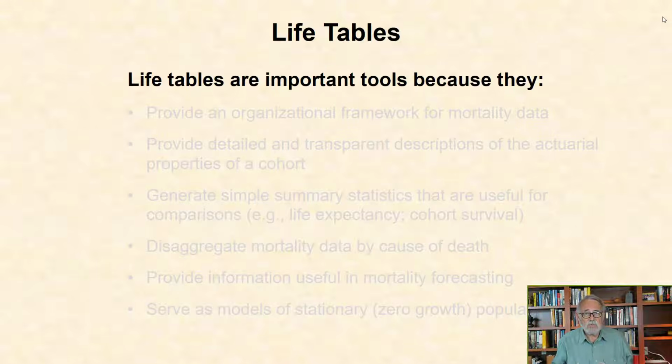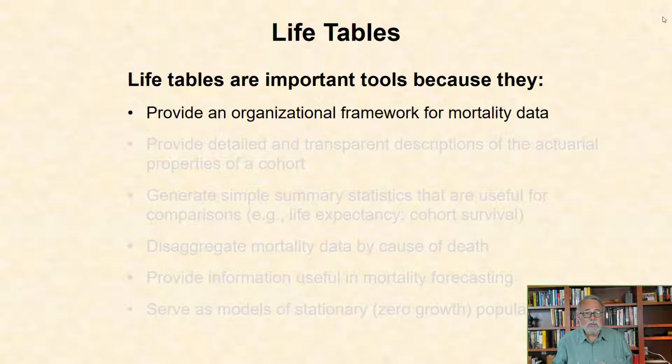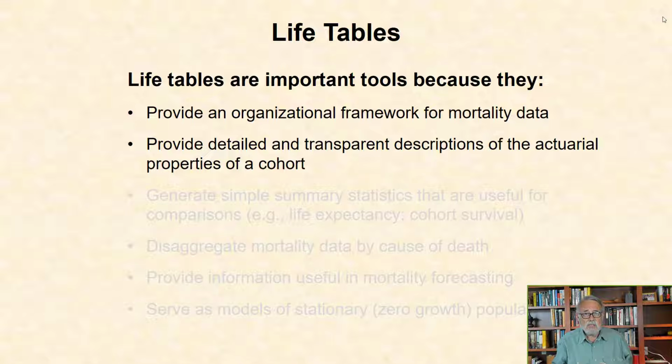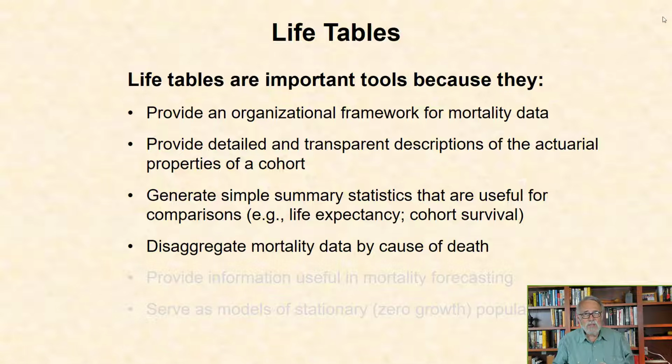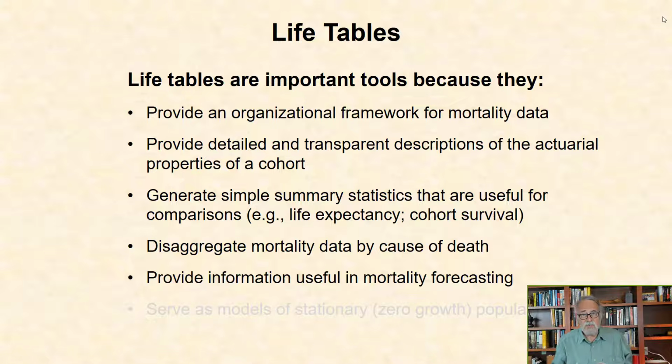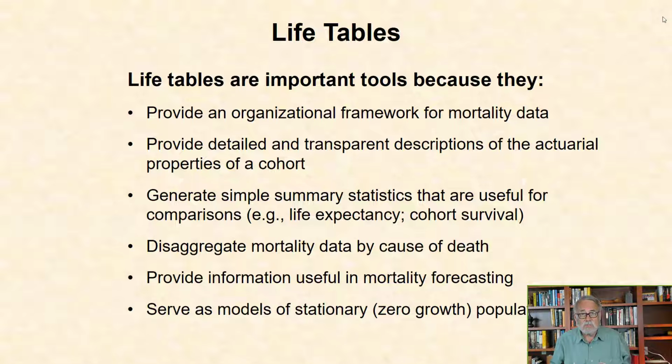Life tables are important tools because they provide an organizational framework for mortality data. They provide detailed and transparent descriptions of the actuarial properties of a cohort. They generate simple summary statistics that are useful for comparisons, such as life expectancy and cohort survival. They can disaggregate mortality data by cause of death. They provide information useful in mortality forecasting. And lastly, they serve as models of stationary, that is, zero population growth.